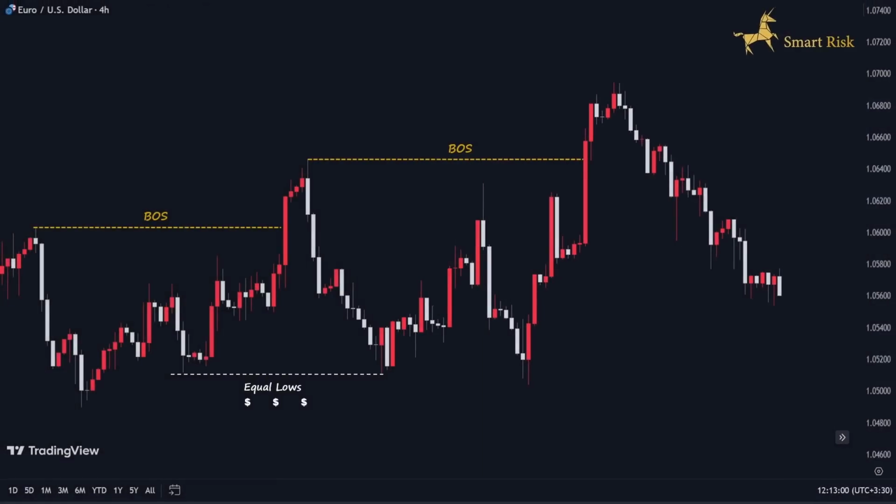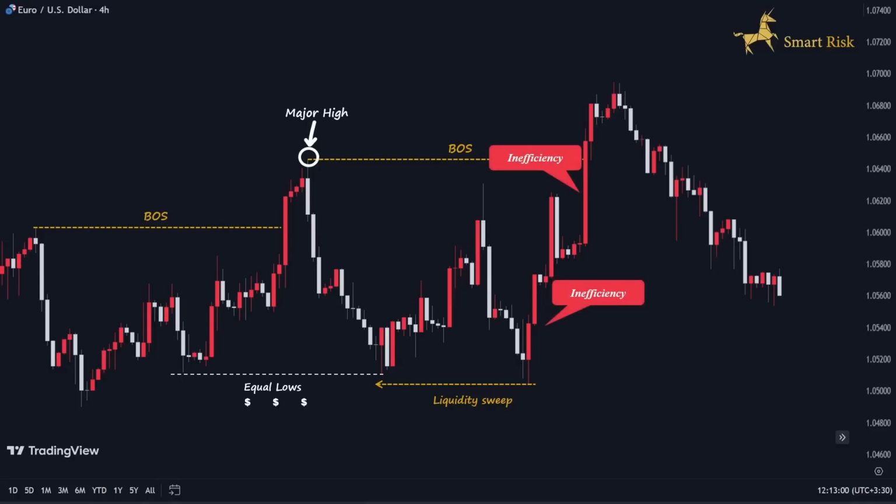Here, we have the Euro-Dollar 4-hour time frame on the screen. The market's overall direction is bullish. We see that the price, after sweeping the sell-side liquidity accumulated below the equal lows, drastically pushed to the upside. It has broken through the latest major high and also created a bullish break of structure with great inefficiency.